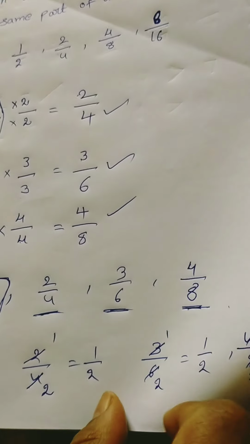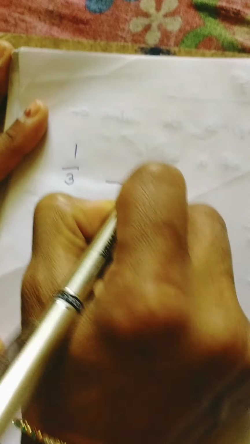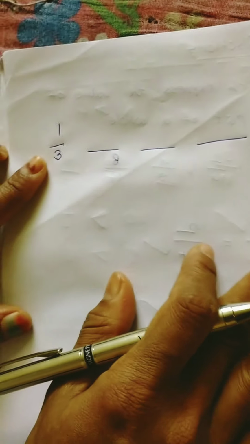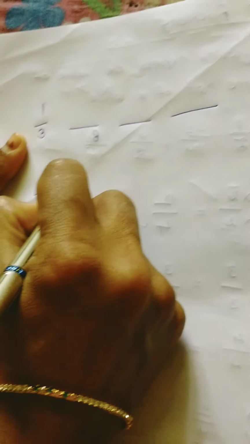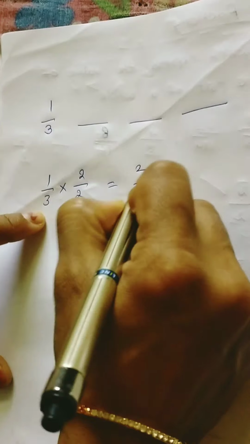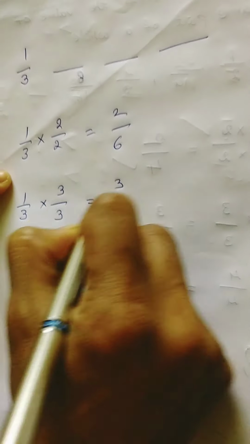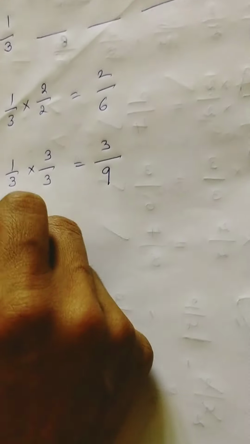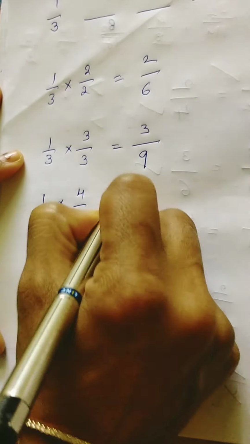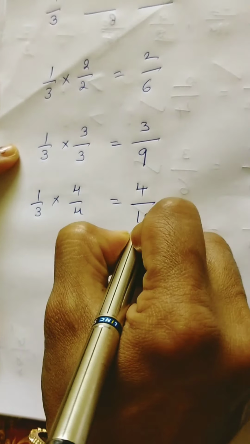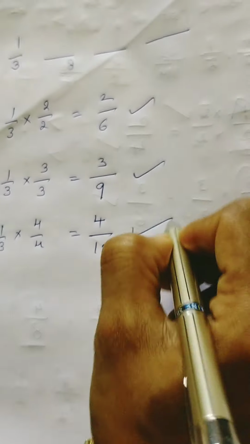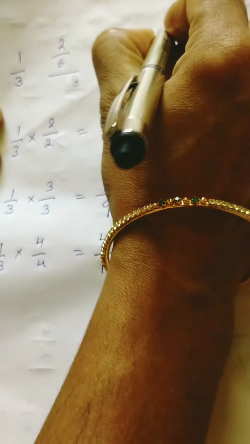Let us take another example for equivalent fractions. Here I take 1 by 3. Find the next 3 equivalent fractions of 1 by 3. We multiply by 2 by 2: 1 2s are 2, 3 2s are 6. Next, 1 by 3 into 3 by 3: 3 1s are 3, 3 3s are 9. Then 1 by 3 into 4 by 4: 1 4s are 4, 3 4s are 12. These are the next 3 equivalent fractions of 1 by 3: 2 by 6, 3 by 9 and 4 by 12.